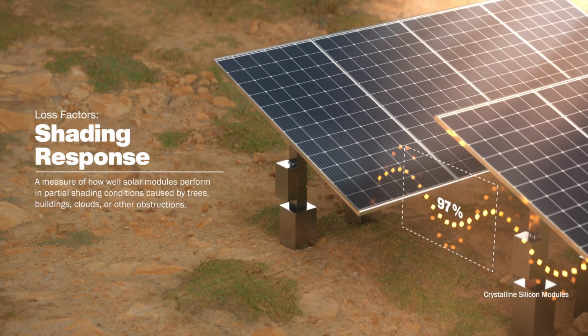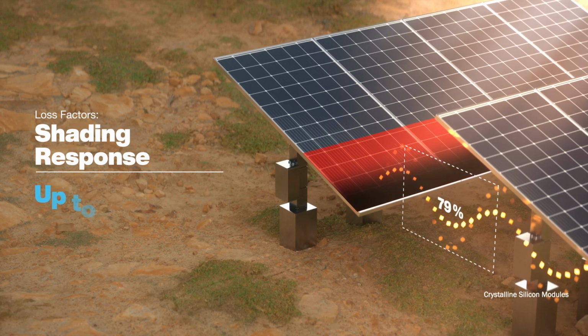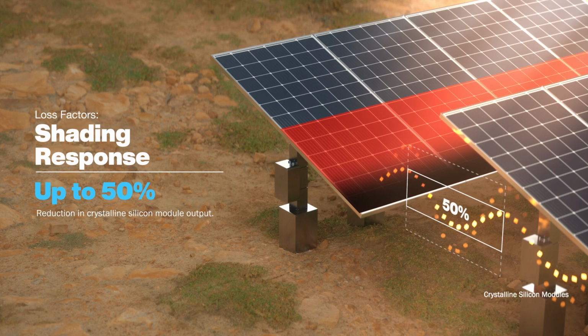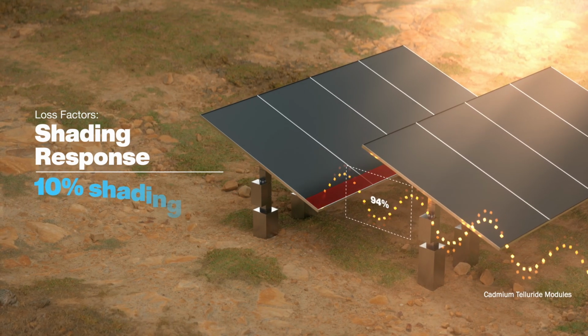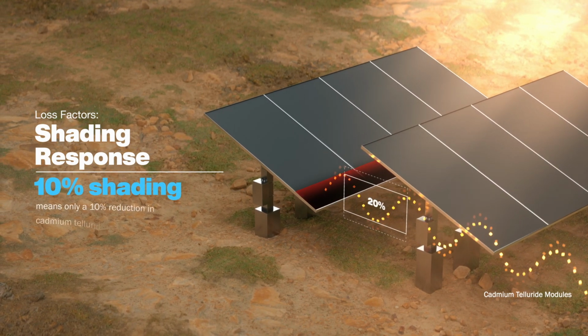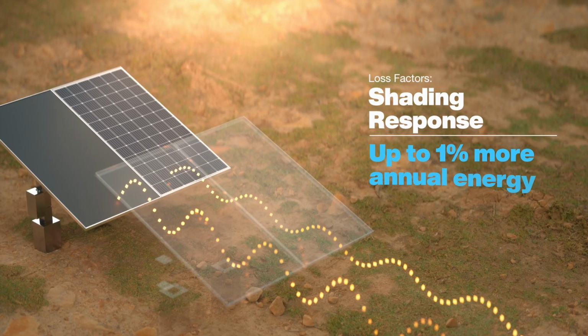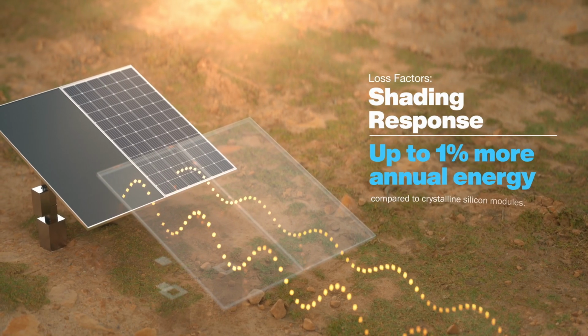In an environment with 10% linear shading, a standard crystalline silicon module can lose up to 50% of its power output, while a CdTe module loses only about 10% due to its electrical design. On an annual basis, this adds up to as much as 1% more energy when compared to crystalline silicon modules.